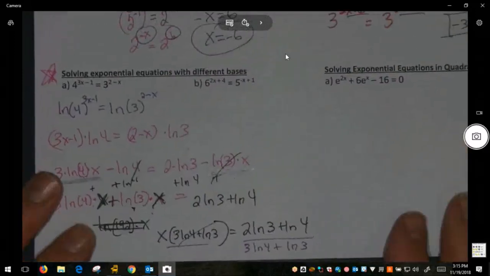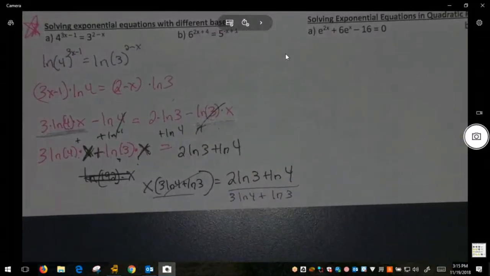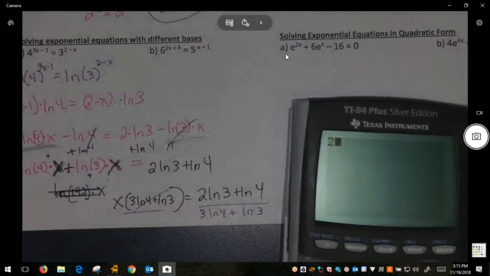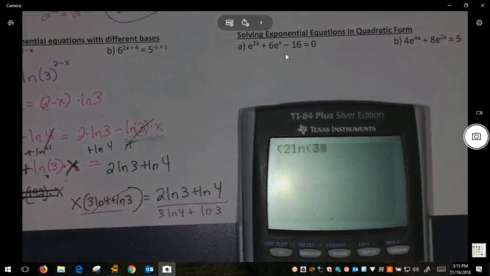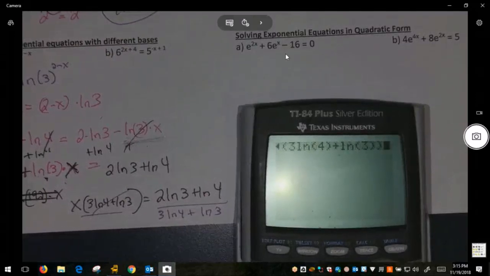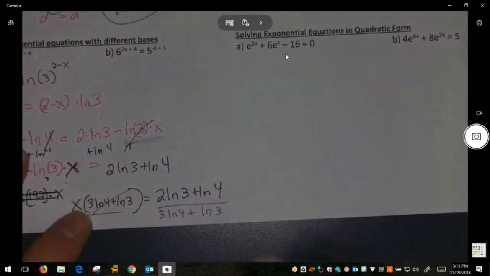At this point, you can decide whether or not you want to condense these expressions, since they have the same logarithm, and divide. Or, since we are going to have our calculator available to us, do 2 natural log of 3 plus, well, we'd put it in parentheses for the full numerator, 2 natural log of 3 plus natural log of 4, close parentheses for our numerator, parentheses for our denominator, 3 natural log of 4 plus the natural log of 3, close parentheses for our denominator, and get our answer at roughly 0.68.